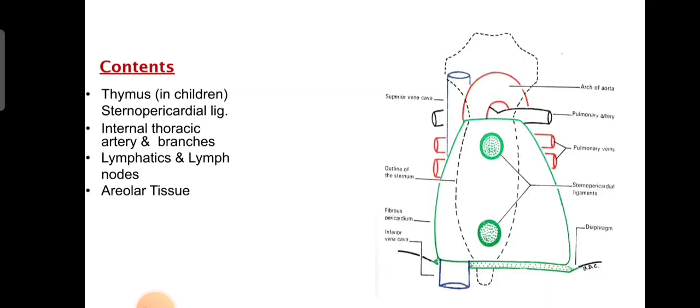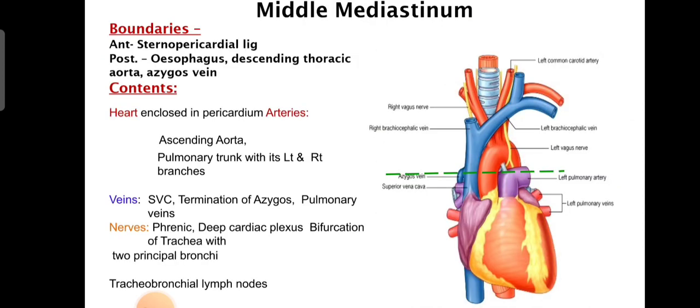Now the contents of the anterior mediastinum are the thymus, sternopericardial ligaments, internal thoracic artery and its branches, lymphatics and lymph nodes, and areolar tissue. Then we have the middle mediastinum. The boundaries are anteriorly the sternopericardial ligament, which is the content of the anterior mediastinum, and posteriorly the contents of the posterior mediastinum, that is the esophagus, descending thoracic aorta, and azygous vein.